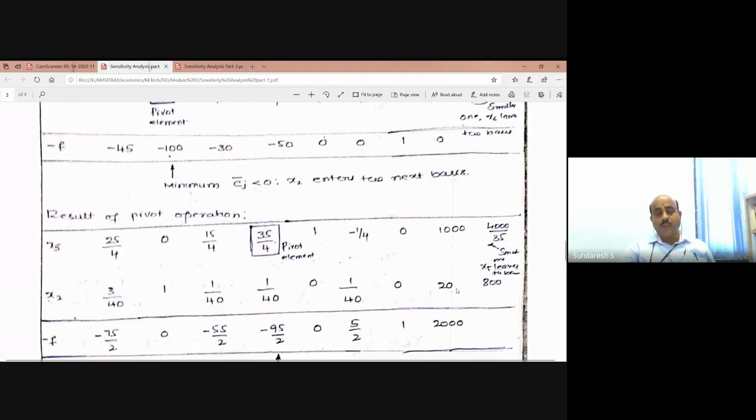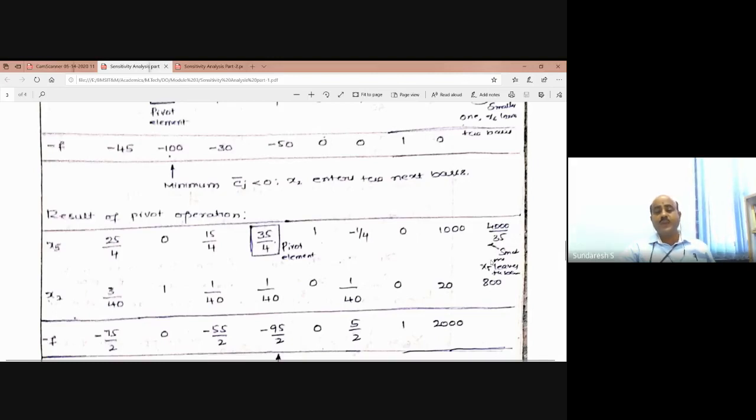Coming to the second element, how do we do it? 20 is the Bi value, divided by the corresponding pivot column element, which here is 1 by 40. So 20 divided by 1 by 40, you get 800. First you have to fill in these two, this ratio Bi by Ais.